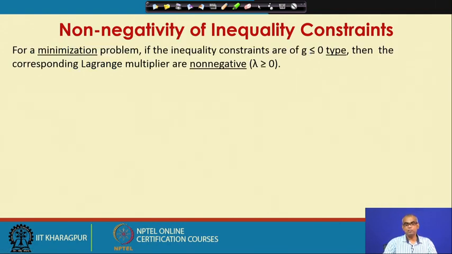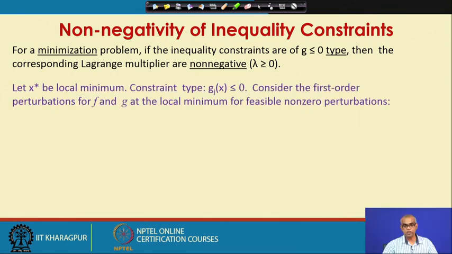So, let us try to understand this non-negativity restriction on the Lagrange multiplier. For a minimization problem, if the inequality constraints are of less or equal to type, then the corresponding Lagrange multipliers are non-negative. So, lambda greater or equal to 0. Let x star be a local minimum, constraints are of less or equal to 0 type. Let us consider the first order perturbations for the objective function f and the constraint g at the local minimum for a feasible non-zero perturbation. Remember, feasible non-zero perturbation.